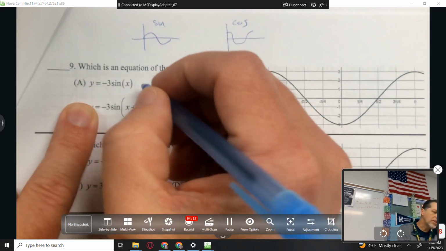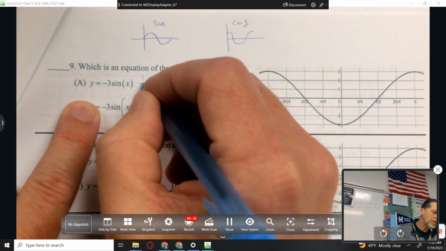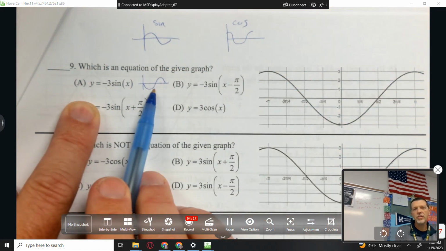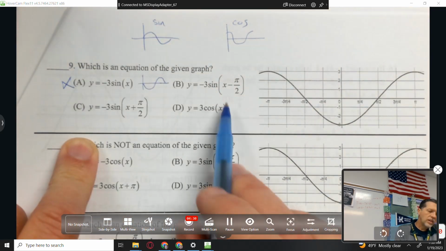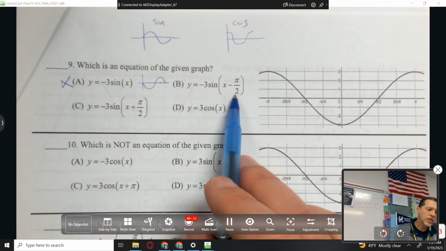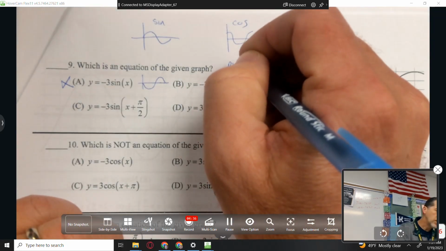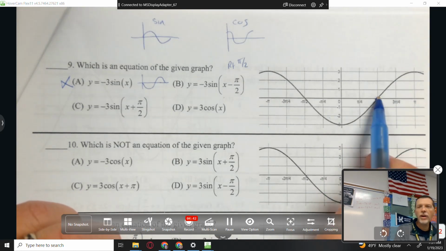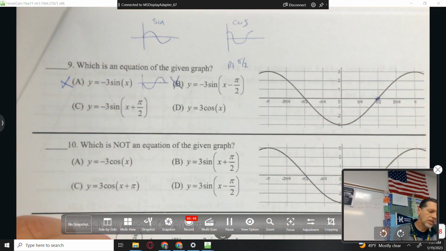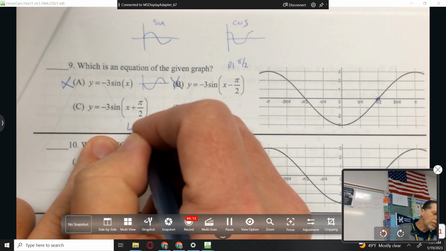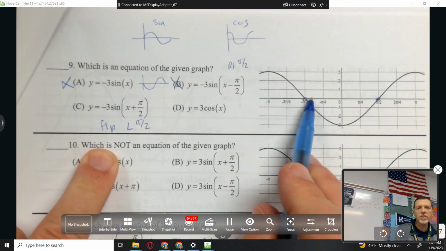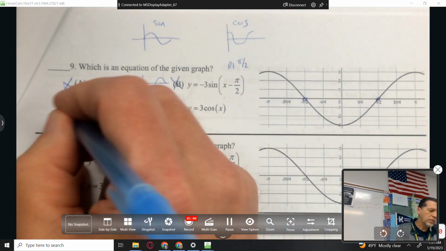So, negative 3 sine x. Let's see. That would be sine but flipped, so that would look like that. So that's out. Negative 3 sine of x minus pi over 2. That would mean right pi over 2 and then a negative sine wave. There's right pi over 2, but that's a positive sine wave, so B's out. Part C, left pi over 2, but also flipped. Left pi over 2 would put us there, and that's a flipped sine wave, so I'm pretty sure it's C.